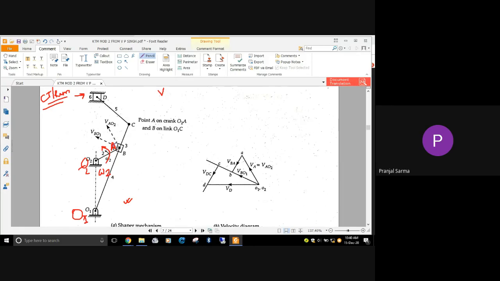this point A with respect to O2. As O2 itself is a fixed point, VA can be written like this, and V equal to R omega, we know, right? So R omega, where omega 2 is given. And what will be the R value here for this case? Who will tell me?